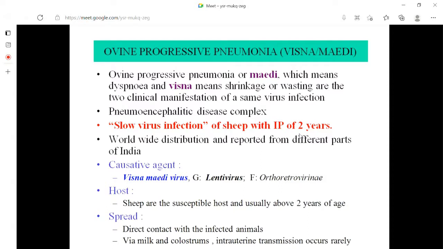Basically, you'll find that the growth of the virus in the lung tissues, particularly lung alveolar macrophages, causes thickening of alveolar septa. The alveolar septa are so thickened that at the time of postmortem, when you cut open the thorax, the lung will not collapse. Up to that extent, the interalveolar septum thickness takes place, and that also after 2 years of infection. It's a very gradually occurring disease, and the animal will undergo some sort of wasting condition, and that's what we call VISNA. These are 2 clinical forms of the disease.